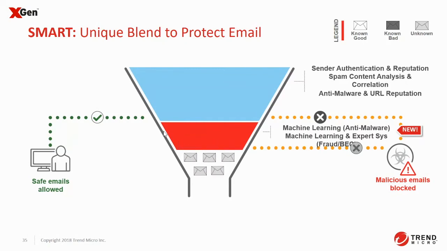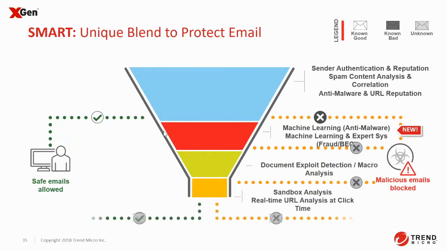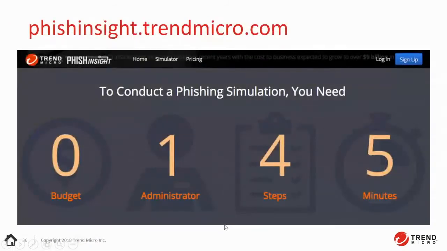After that, we depend on document exploit and macros analysis. And after that, at the last stage, we send the email to the sandbox where we can analyze the attachment URLs as well. So whatever is detected in any of these phases, next time it will be blocked in the earliest phase. It will not pass through the same path again.